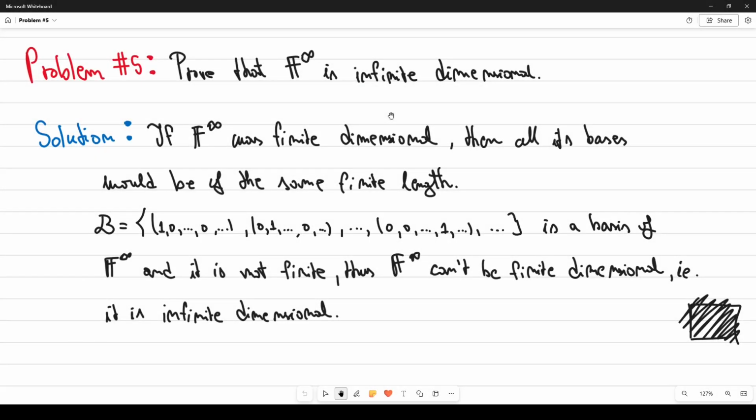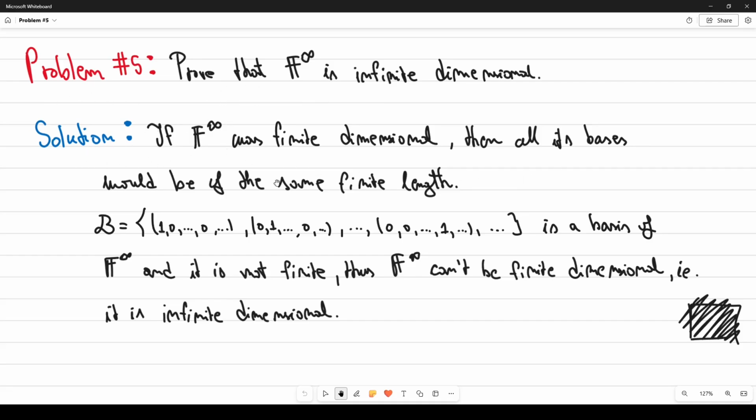Problem number 5. Prove that F to infinity, which is the set of all sequences, so just sequences of infinite length, for example just 1, 1, 1, and so on, all the way to infinity, 1 repeating, and any other sort of sequence you can imagine, is infinite dimensional.